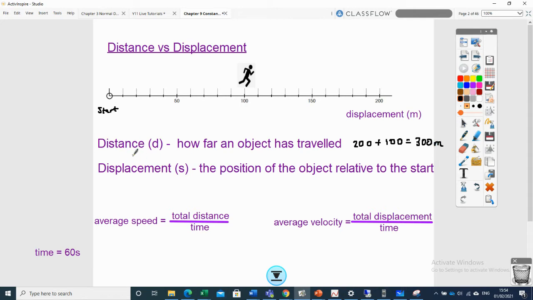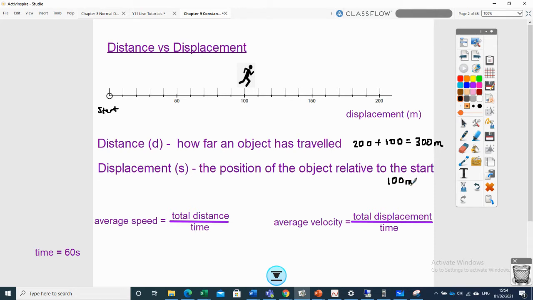That is different to displacement. Displacement, which we use the letter S for in mechanics, is the position of the object relative to the start. So this person here is now 100 meters away from the start. So his displacement at this point in time is 100 meters.